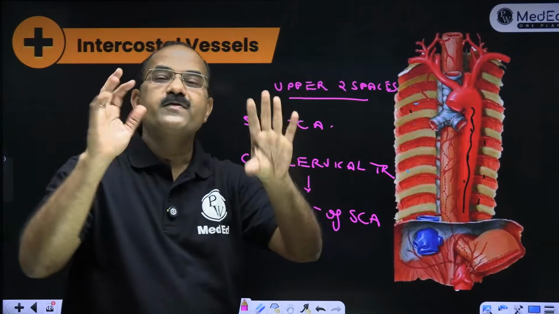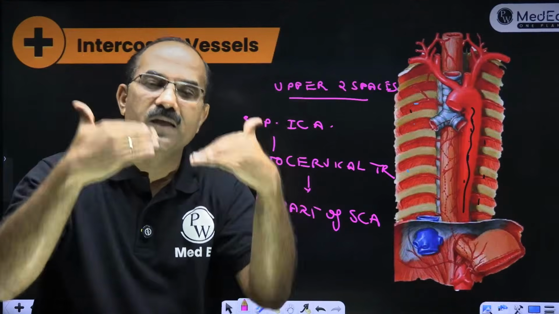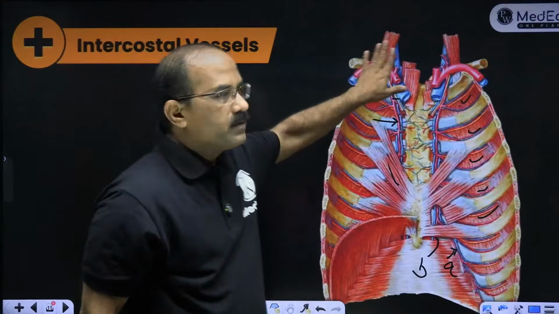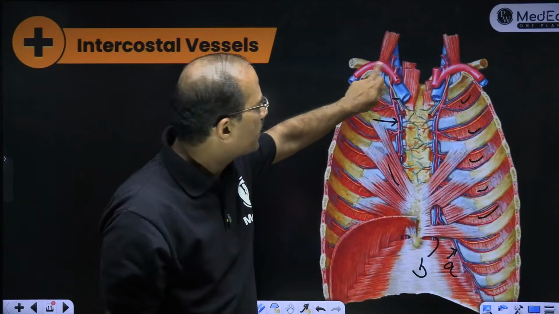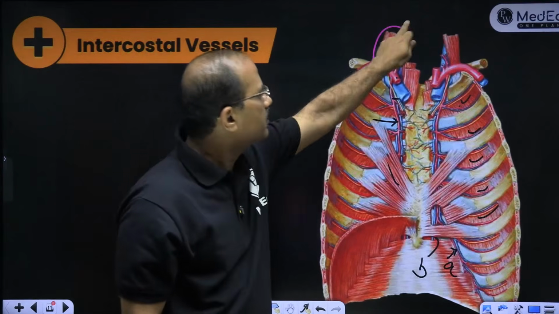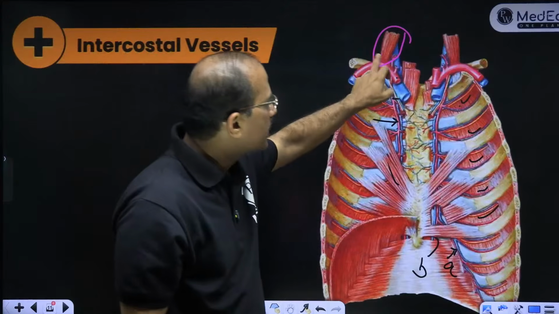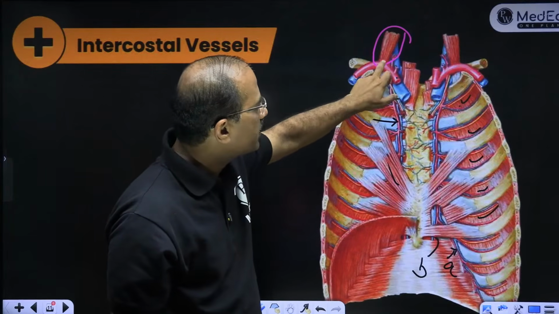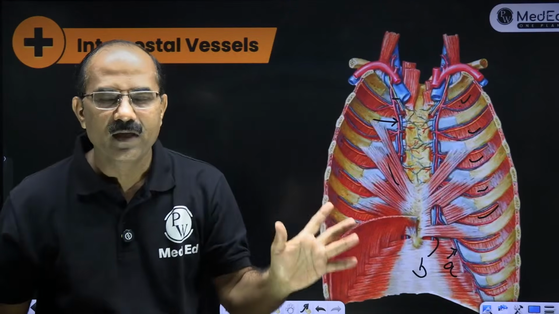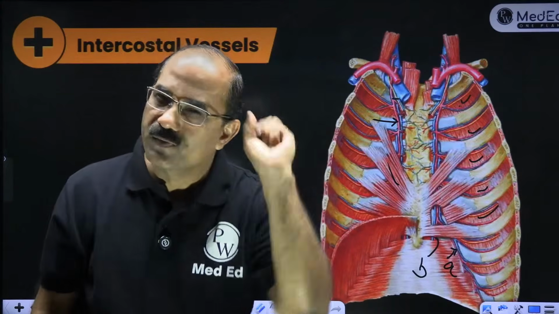मतलब second part of subclavian artery कहाँ होता है? Second part of subclavian artery is behind the scalenus anterior. ये देखिए बच्चों, ये अंदर से देख रहे हो, ये कौन है? ये subclavian artery है. What is this muscle? ये है scalenus anterior. So scalenus anterior divides the subclavian artery into 3 parts: first part, second part, third part. ठीक है?